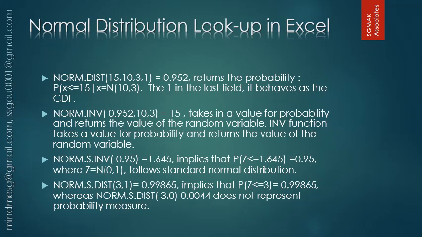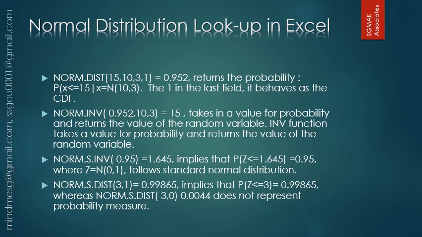Excel provides 4 statistical functions related to normal distribution: norm.distribution, norm.inverse, norm.s.distribution, and norm.s.inverse. S stands for standard. So norm.distribution and norm.inverse are for an arbitrary normal distribution. Let's look at the first one.